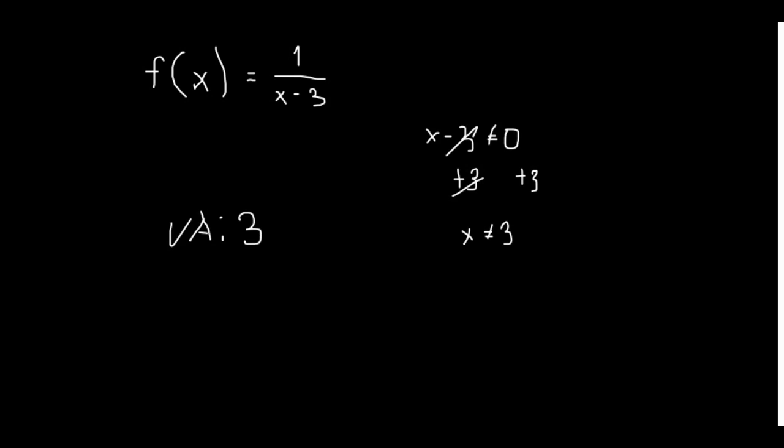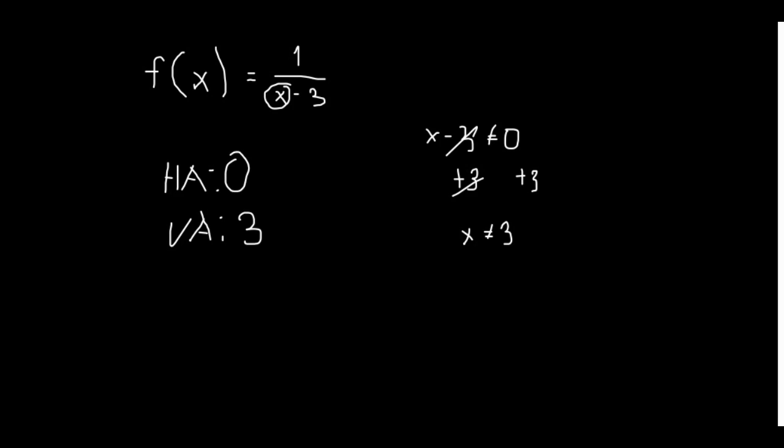Now, how can we find the horizontal asymptote? To find the horizontal asymptote, we will look at this. Since our denominator has an x and our numerator does not have one, then our horizontal asymptote will be 0.